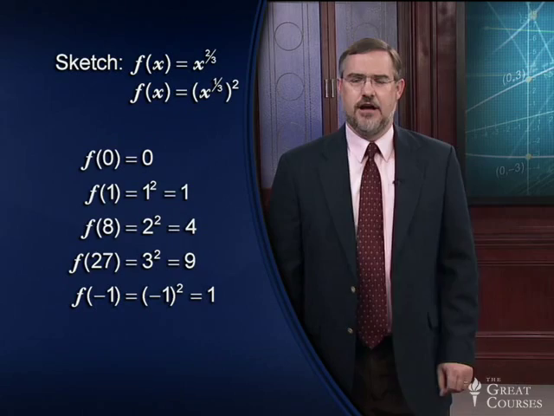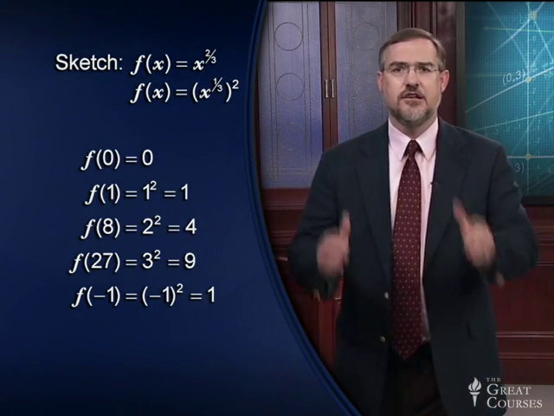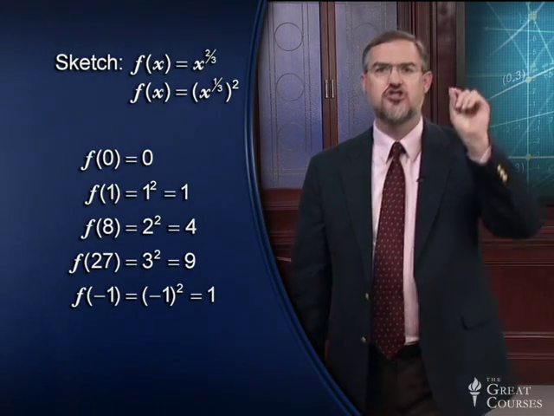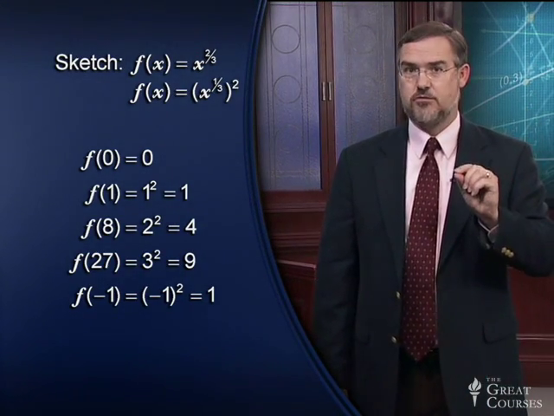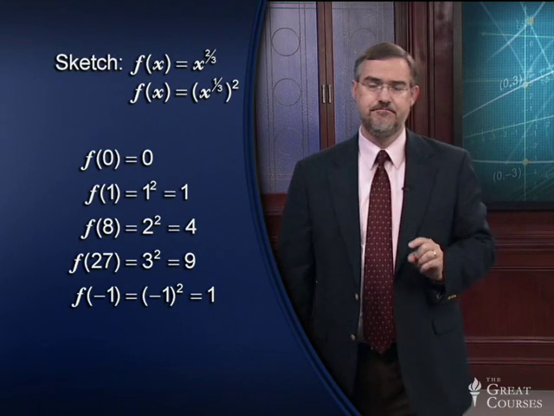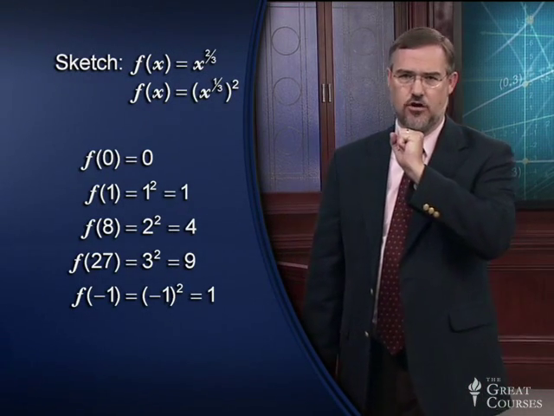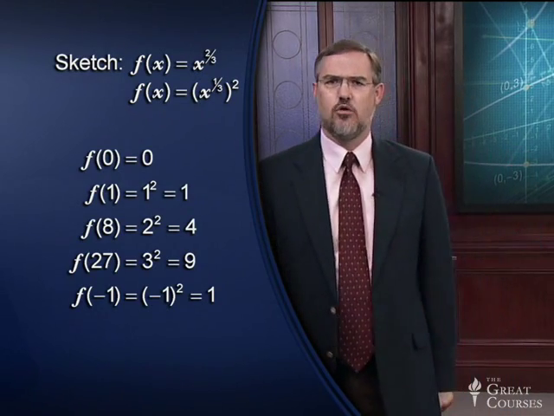Plug in -1 for x, and f of -1 then is -1 to the 2/3, which is -1 to the 1/3 squared, which is actually (-1) squared, which is +1. So now I've got the point (-1, 1) on my graph. Let's just do one more of these quickly.